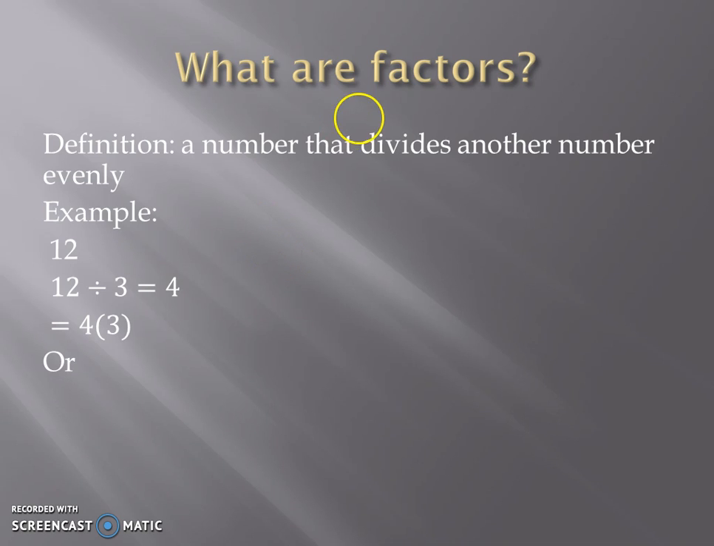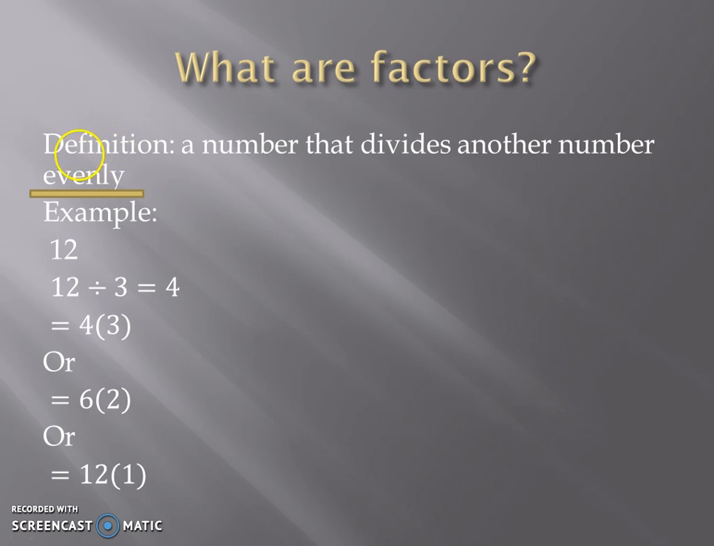Or, here's another thing. Since a factor is a number that can divide another number evenly, you can also do 12 equals 6 times 2, or 12 times 1. And you might be thinking, well, it doesn't change anything. Actually, you're right, it doesn't. But 12 divided by 1 still equals 12, so it is still considered a factor.